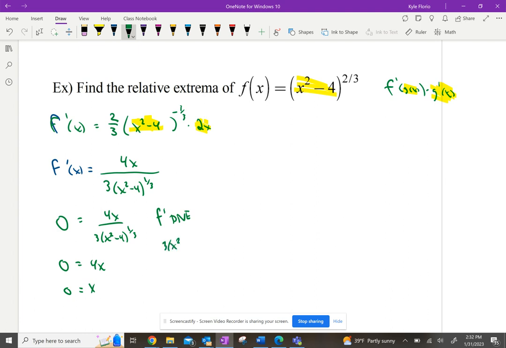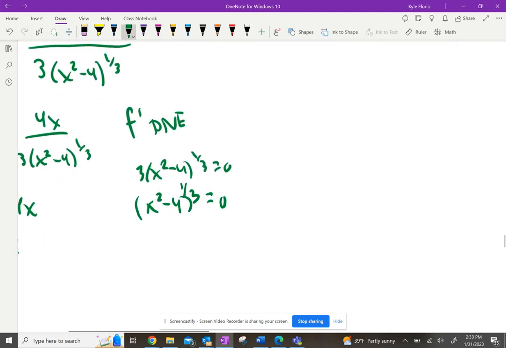So that's when the 3 times x squared minus 4 to the 1/3 equals 0. If you divide everything by 3, you get x squared minus 4 to the 1/3 equals 0. You can cube both sides to kill off the 1/3. So then you get x squared minus 4 equals 0 cubed, which is still 0. So then x squared equals 4.